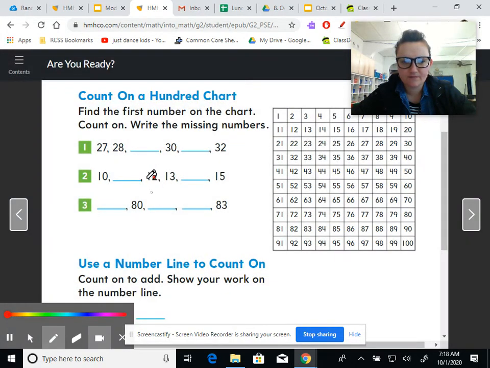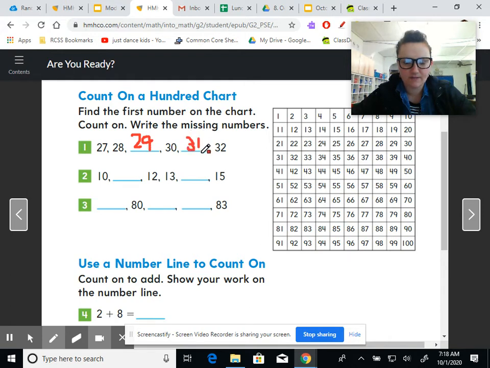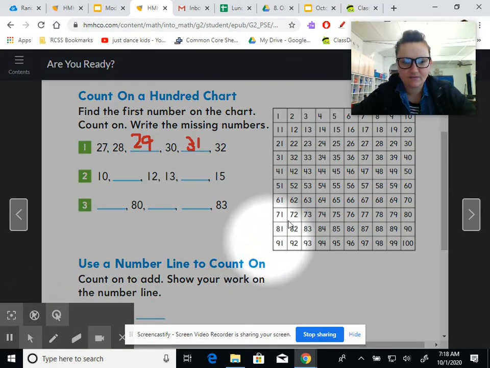So now 28. Oops. Nope. Why did I say that? We just saw it. See, that's why it's good to check your work before you continue. 29, 30, 31. Okay, now let's look again.